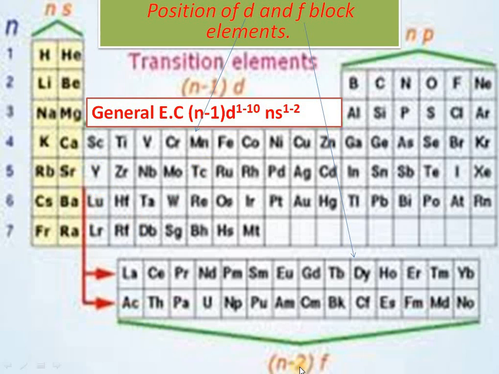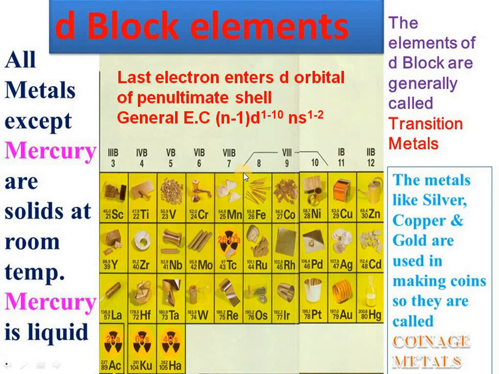Similarly, here n-2 filling takes place. So n-1 is known as penultimate and n-2 is known as anti-penultimate. So let us go in detail. D block elements are those where the last electron enters the d orbital, and the general electronic configuration we have written here is (n-1)d 1 to 10, ns 1 to 2.